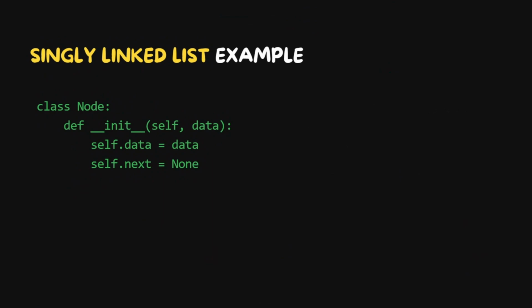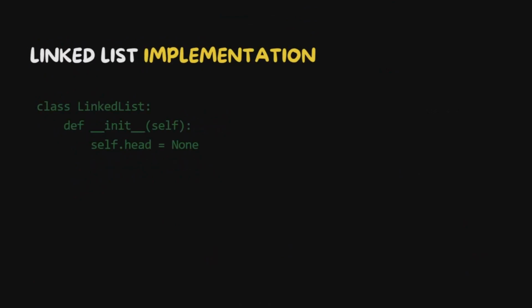Now, let's look at a simple Python implementation of a node. This code creates a node class where self.data stores the actual value. Self.next is a pointer to the next node, which is None by default. Now that we have a node, let's create the linked list class to manage these nodes. Here, self.head is the starting point of the linked list. Initially, it's empty, meaning the list has no elements.